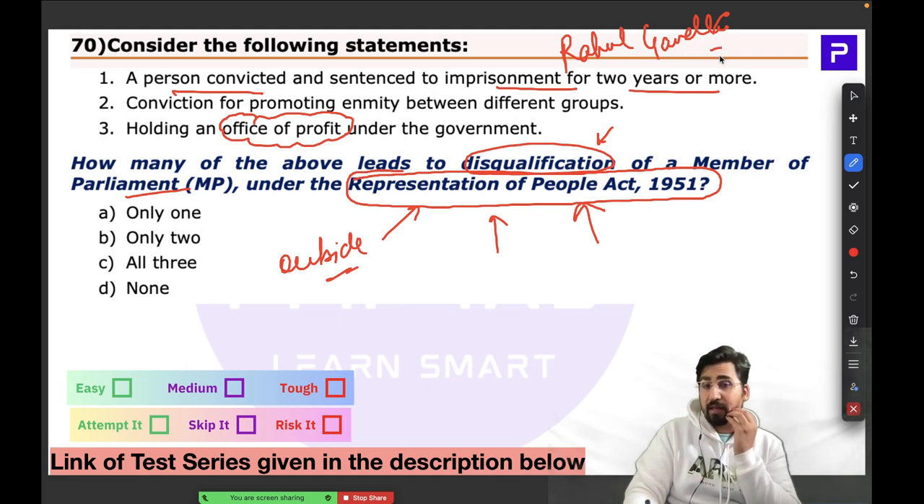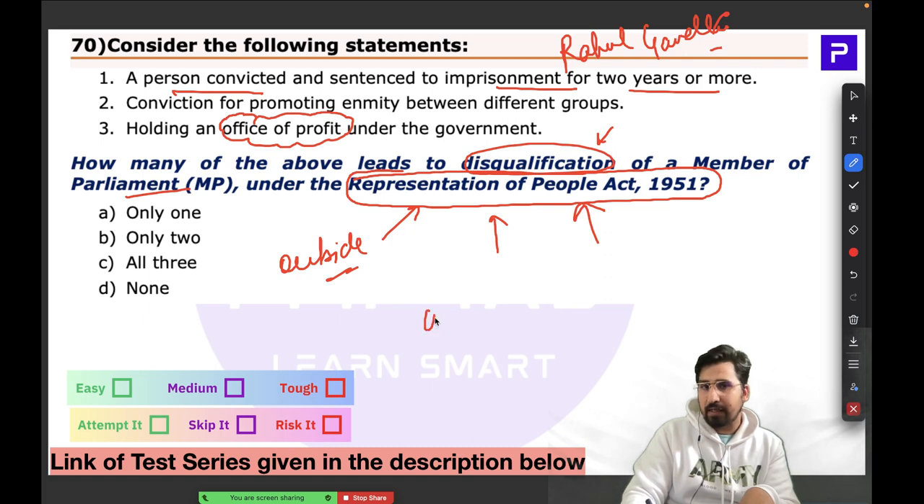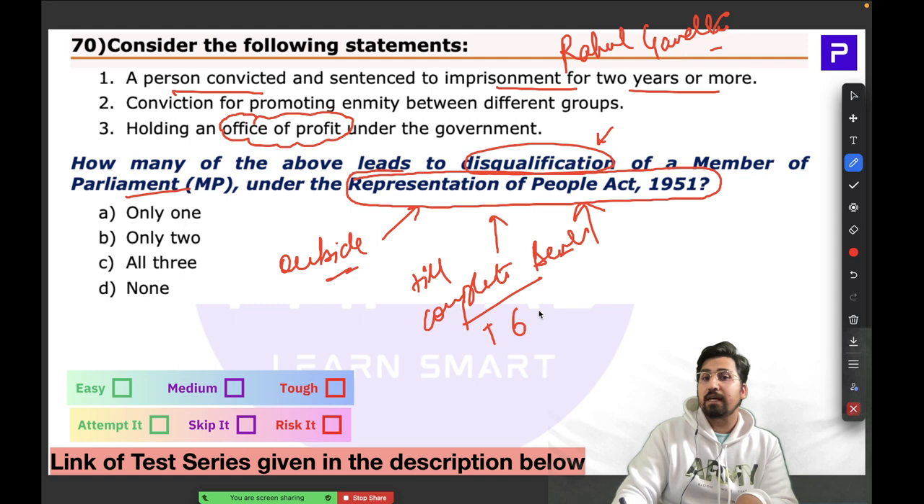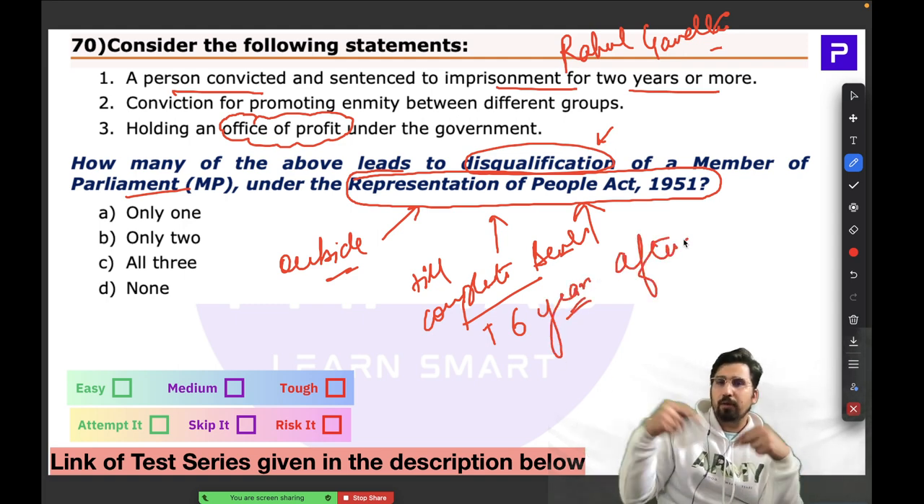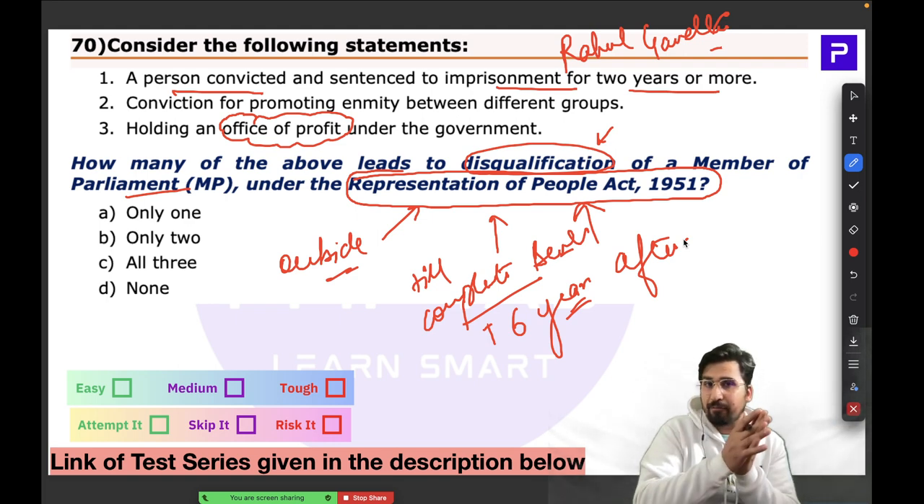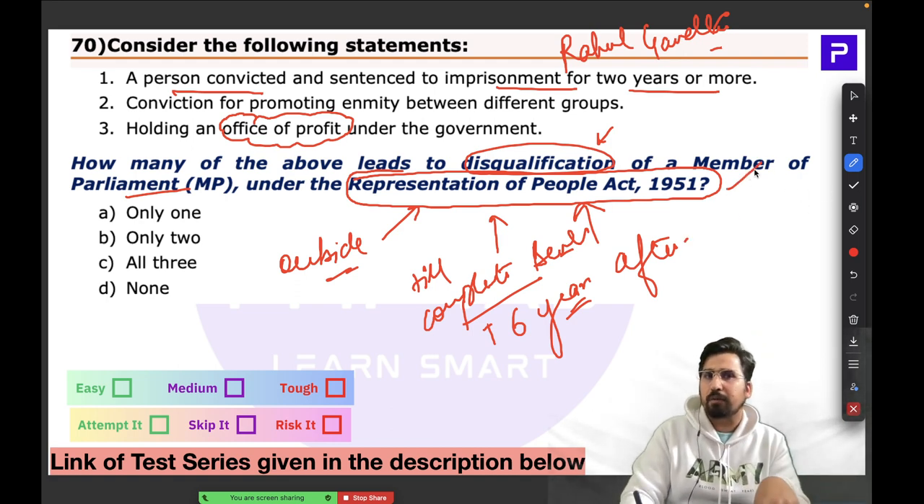Now, you have to be careful about this statement, because once you are sentenced to imprisonment for 2 years, you have to complete your sentence. Till you complete your sentence, you are disqualified. And once you complete that, even for 6 years after your sentence is complete, you will still not be able to fight the elections. It's a very, very strict law that we have made. Now, this particular provision is mentioned in the Representation of the People Act.